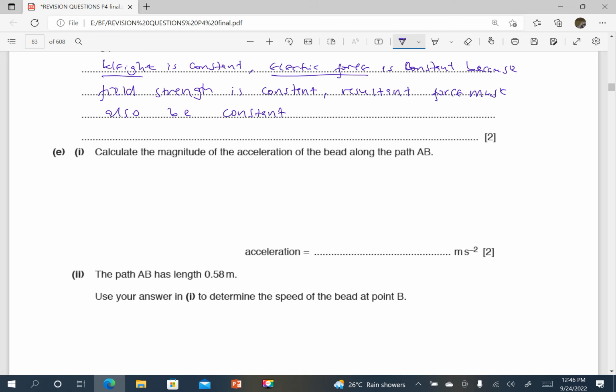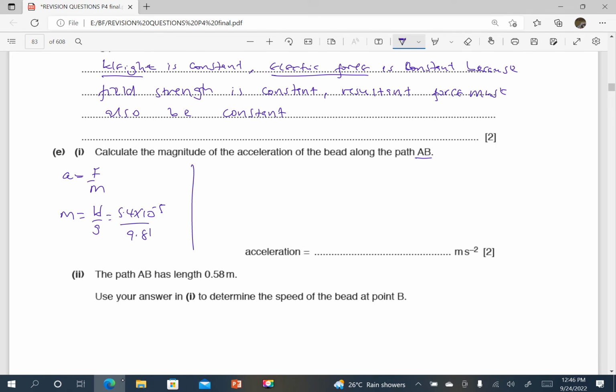Calculate the magnitude of the acceleration of the bead along the path AB. Acceleration. So first of all, we have the resultant force. Acceleration is equal to the resultant force divided by the mass. All that we don't have is the mass. But the mass is going to be equal to the weight divided by g, which will be 5.4 times 10 power negative 5 divided by 9.81. That is the mass.